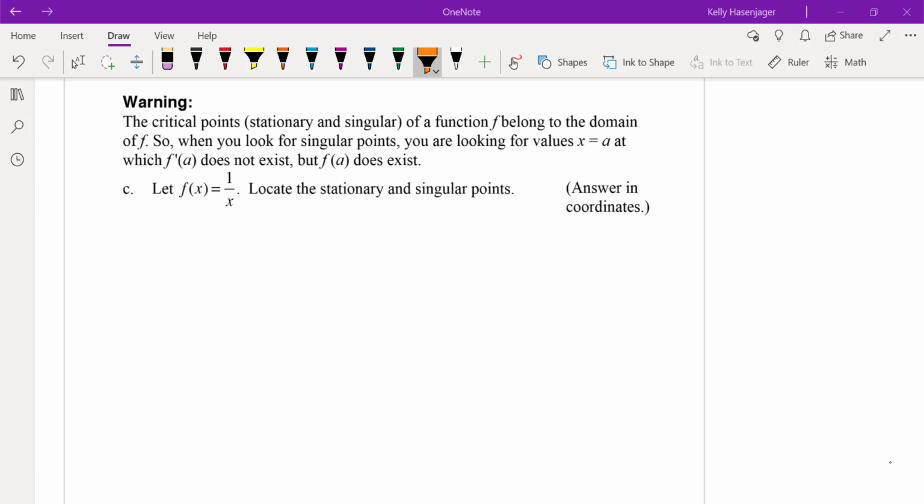Hello, hello! We are working on section 5.1, page 2. About halfway down the page, there's a warning.